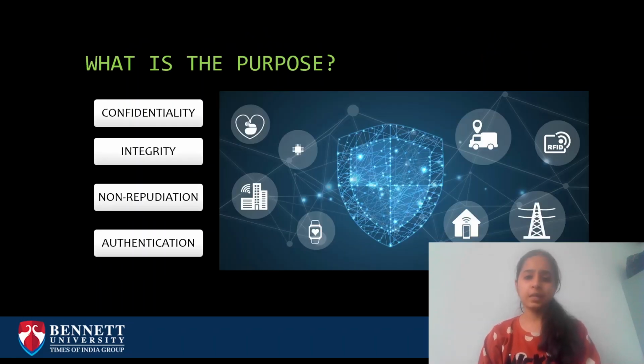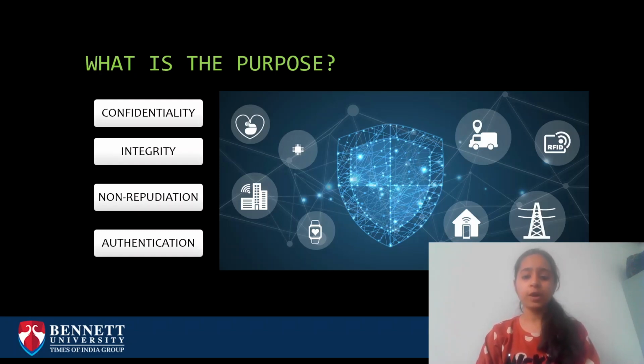So we are studying cryptography. What is the actual purpose of it? There are four features for which we study cryptography. The first is confidentiality. Information can only be accessed by the person for whom it is intended, and no other person except him or her can access it. Second is integrity.